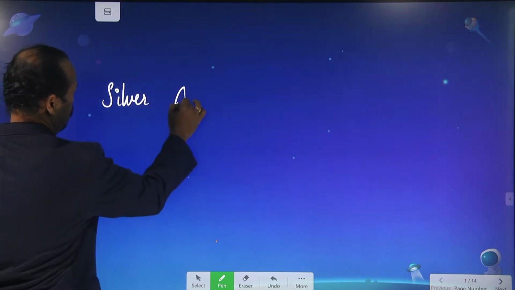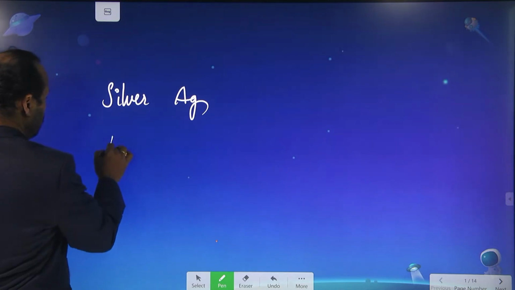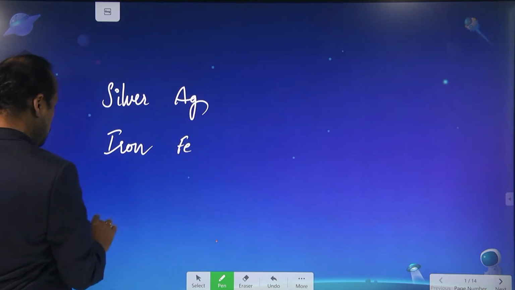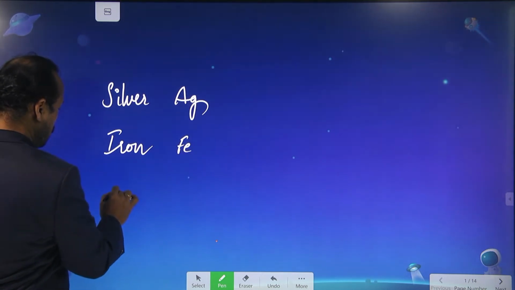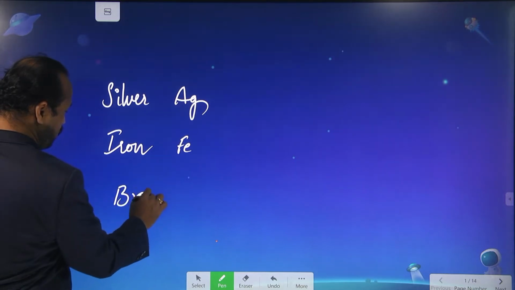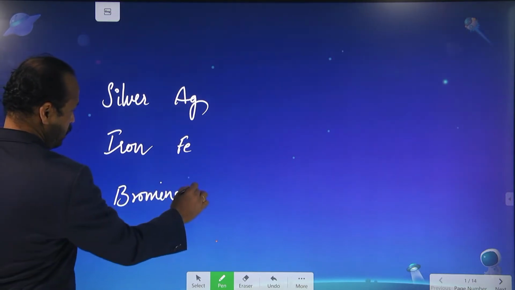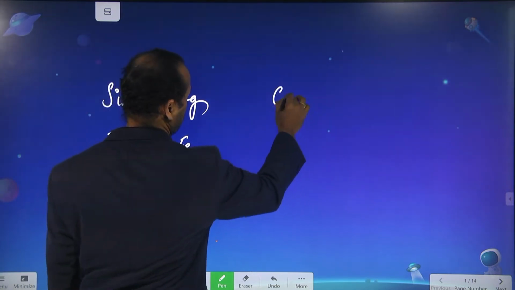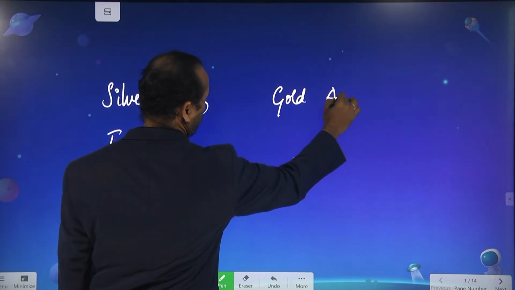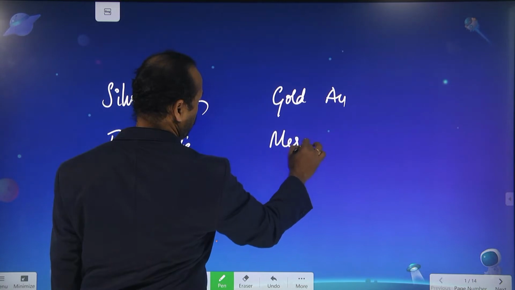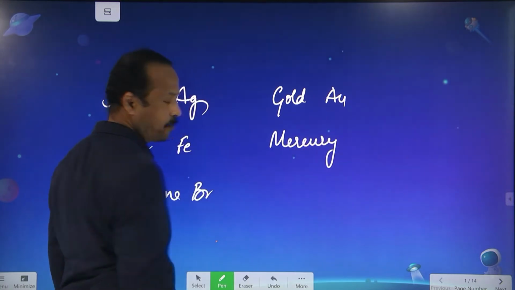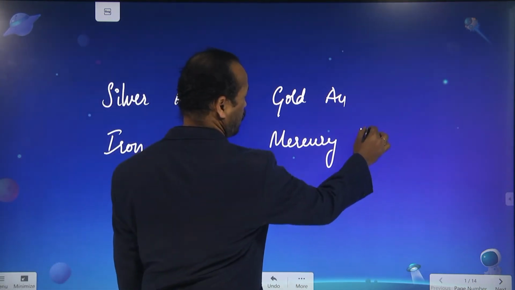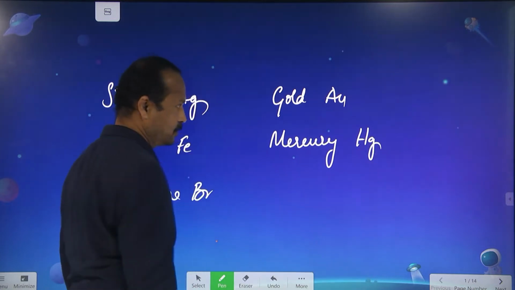Very good. Ag. Symbol of iron. Fe. Very good. Next, symbol of bromine. Br. Very good. Next, symbol of gold. Au. Symbol of mercury. Hg. What is this? Hg.